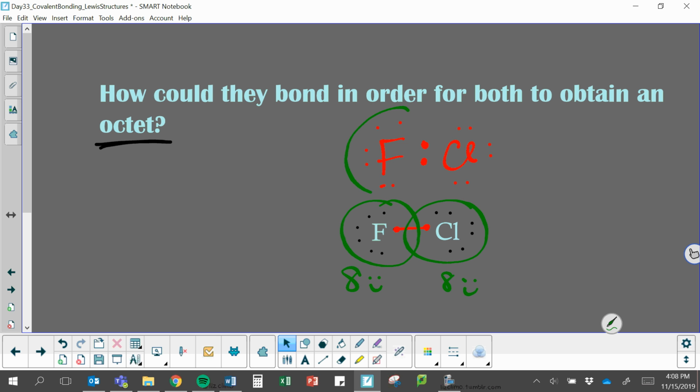We can also show that up here, showing that they're both sharing those 2 electrons. You will see it either way. You can draw the bond either way, with the dots or with the line, but the one most likely to be seen is the one with the line, because it's a little easier and not as messy to see what's going on.